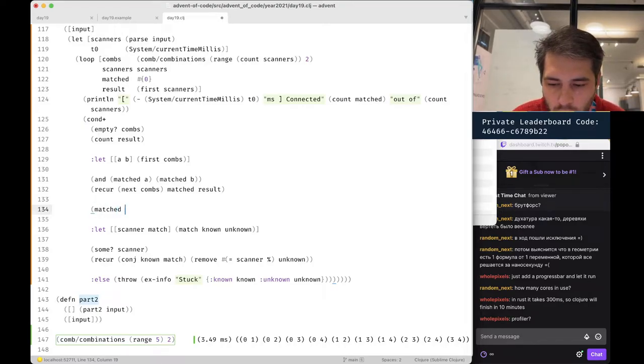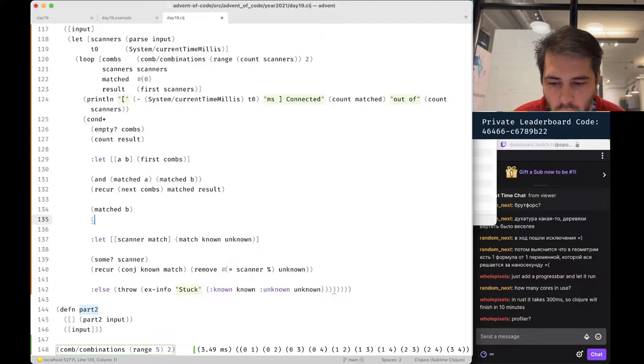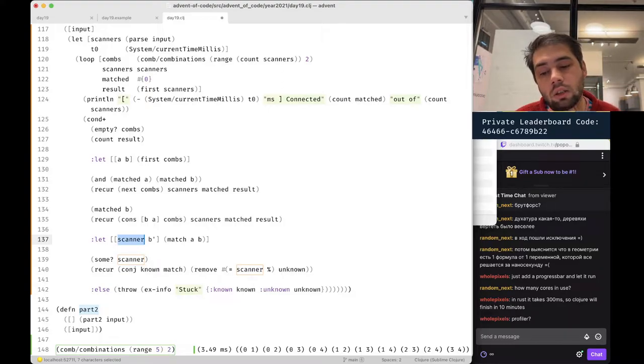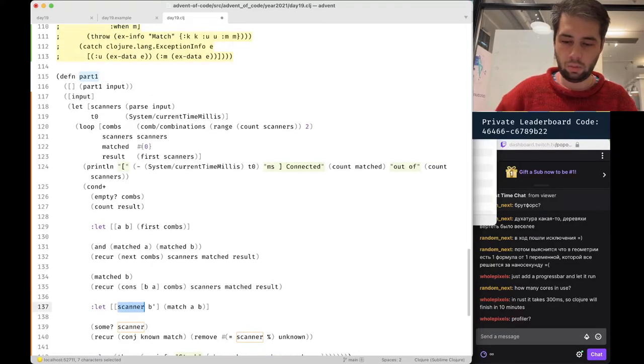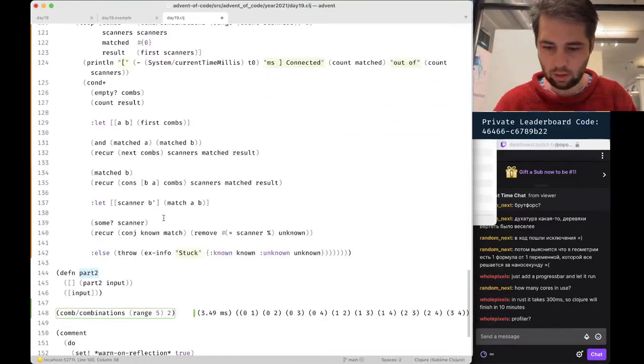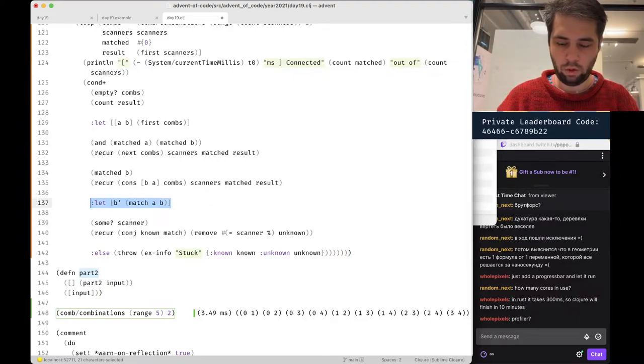If only B is matched, we actually recover with cons BA cons. Okay, otherwise known is A always, B so match is scanner, this is B modified, right, and scanner is, what scanner is, I don't know. No, there's no scanner, just B modified. Okay, so we found modified B.